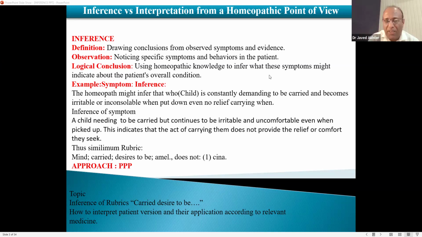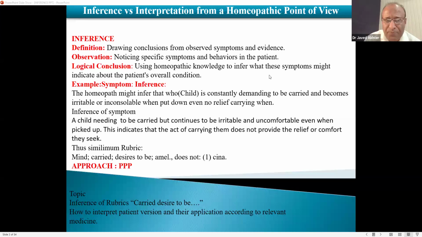So the similar rubric is: carried, desire to be, amelioration does not. This approach, according to the second protocol, we call the triple P approach. Triple P means present, prominent, predominant, and persistent. These are the triple P words.